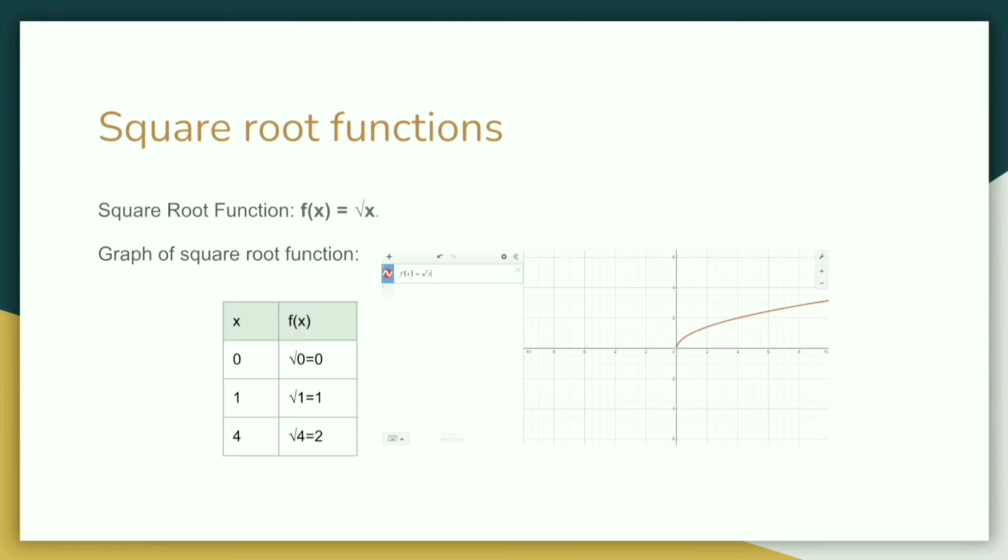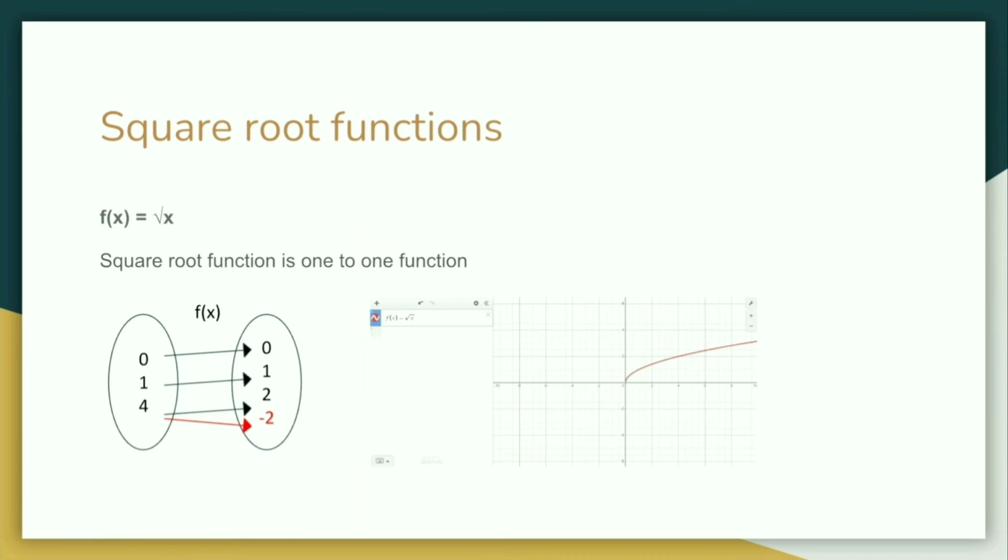Square root functions. The square root function can be written as f(x) = √x. The diagram shows the graph of the square root function. The graph can also be drawn by using a table. The square root function is a one-to-one function because, by referring to the graph, it does not intersect horizontally. The square root function is always positive because a function can only have one value for each input. For example, by adding a -2 value, it becomes a one-to-many relation, which means it's not a function.